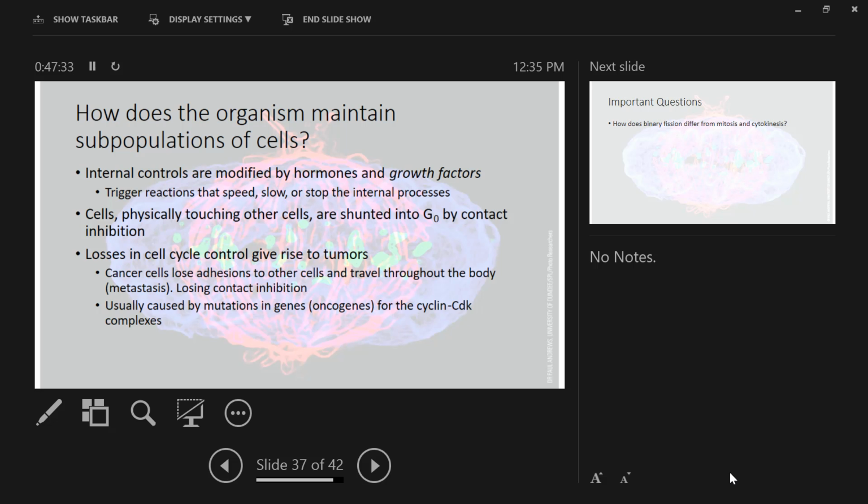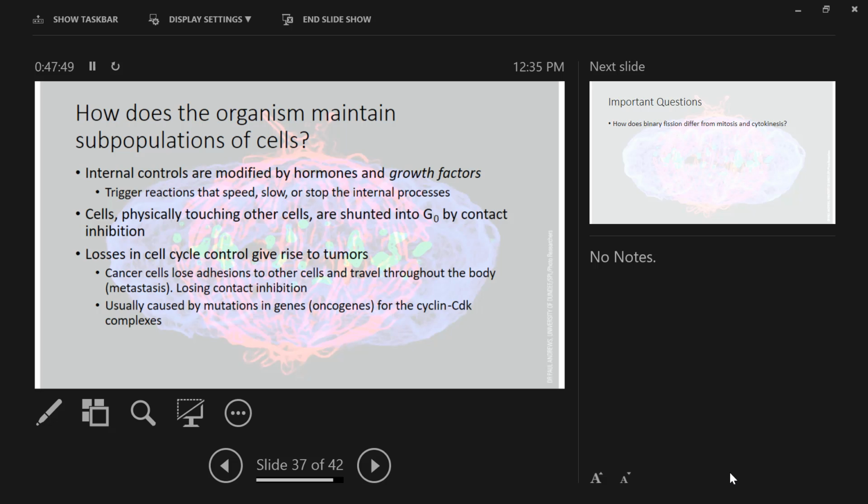Is there a point when cells can't replicate anymore? There is a point where cells can't replicate anymore. It depends on the tissue. It's usually somewhere between 50 and 70 replications.